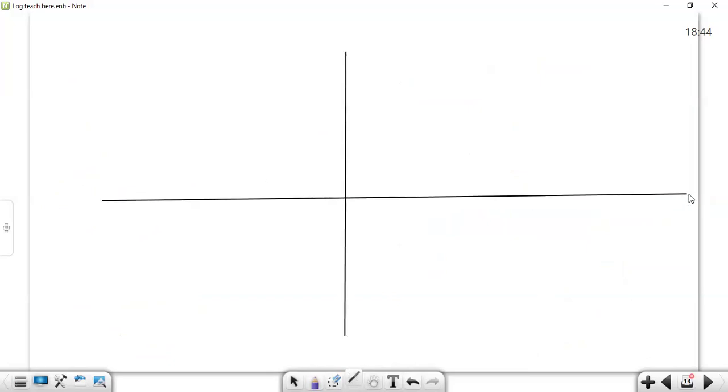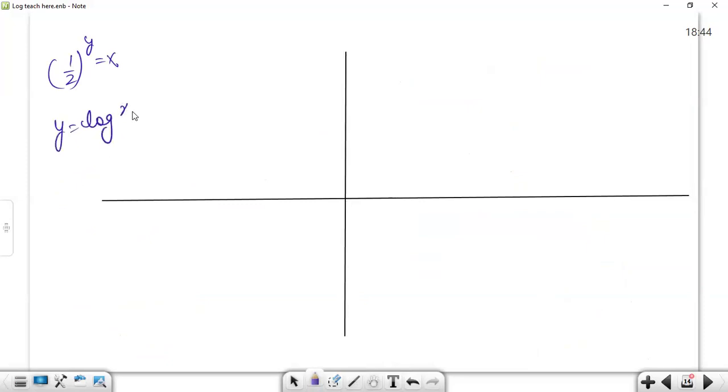This is the y-axis, this is the x-axis, and half raised to power y is equal to x. So y is logarithm of x to the base half. If we take x equal to 0, y is not defined, so we do not know whether it is here or here.